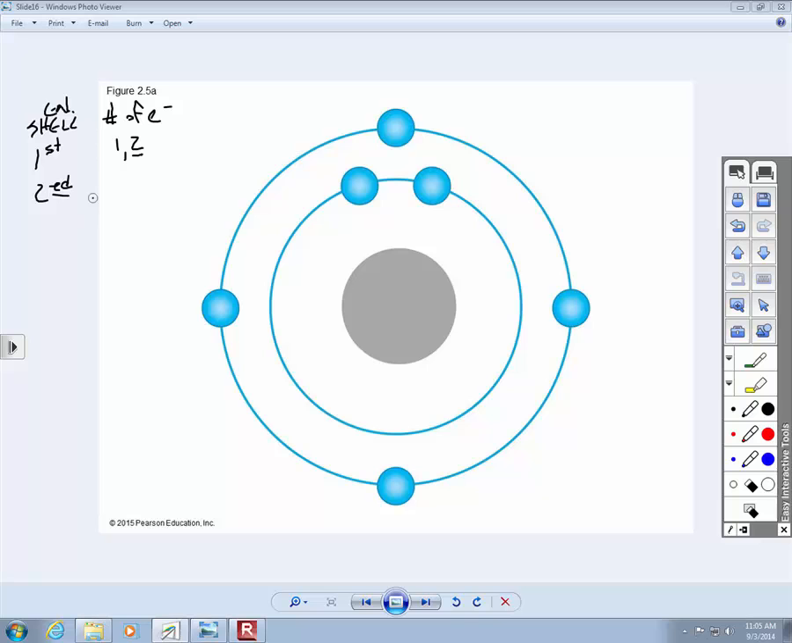The second shell can hold anywhere from 1 to 8 electrons. 8 is a filled energy shell. And the point in having a filled shell is if we can get atoms to have filled shells, they become stable. They're not reactive. So some atoms just in nature are not reactive, which means they will never bond with any other atom.